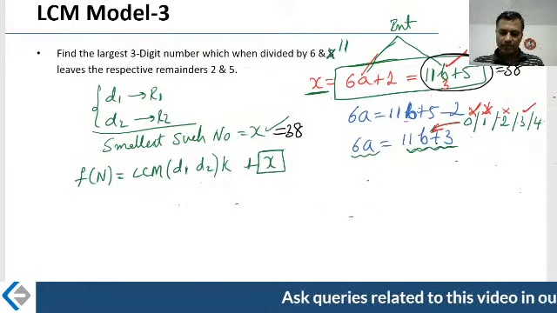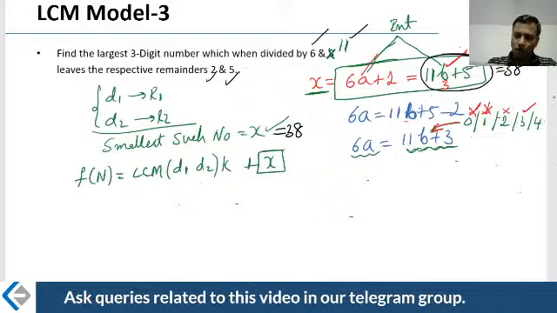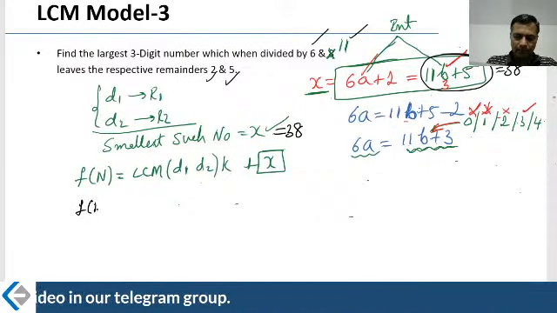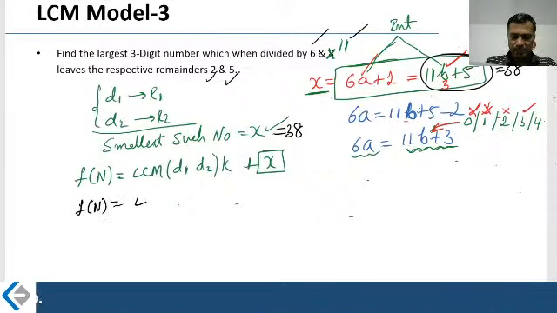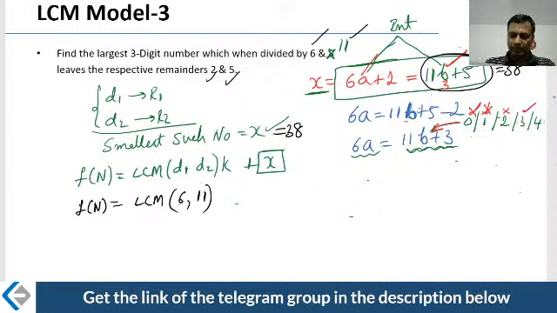What do you mean? 38 when divided by 6, 2 is the remainder. 38 when divided by 11, 5 is the remainder. You got the smallest such number, which is 38. Now, how do I write the family of numbers? The family of numbers is the LCM of the divisors, that is 6 and 11, k times, plus the smallest such number that you found, which is 38 in this case.